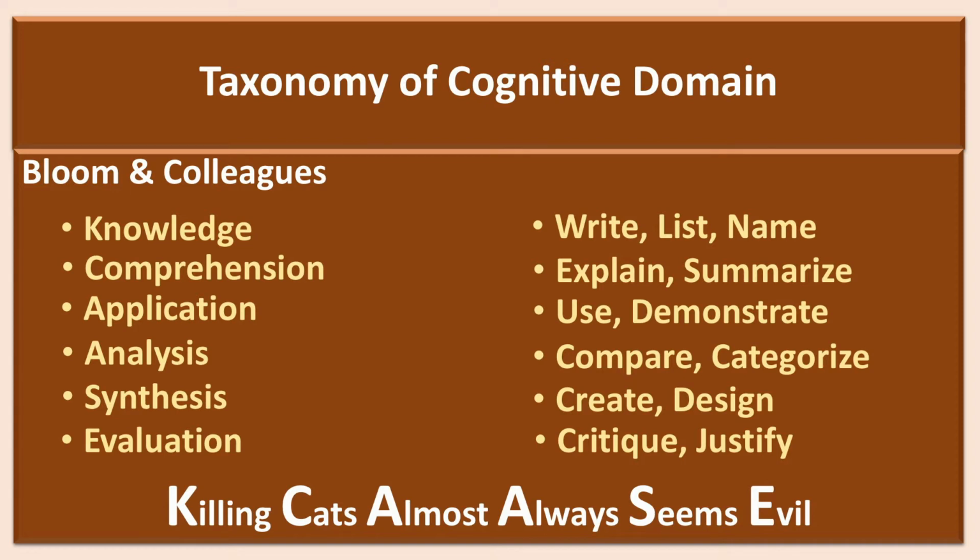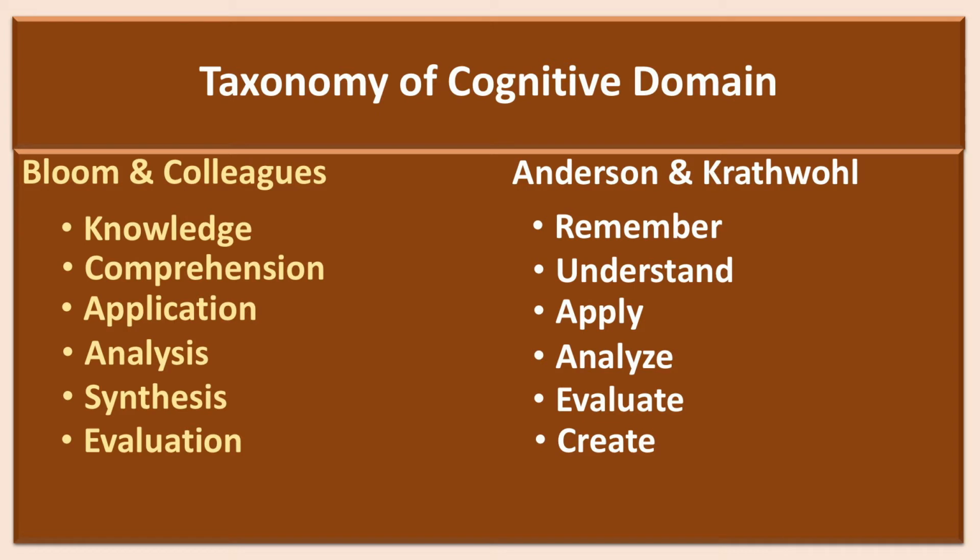In 1992, Anderson and Krathwohl revised the taxonomy, changing the original terms into verbs. Their levels were remember, understand, apply, analyze, evaluate, and create. Notice that the levels are in the same order as the original taxonomy with the exception of synthesis and evaluation, which are now reversed in order and labeled evaluate and create.